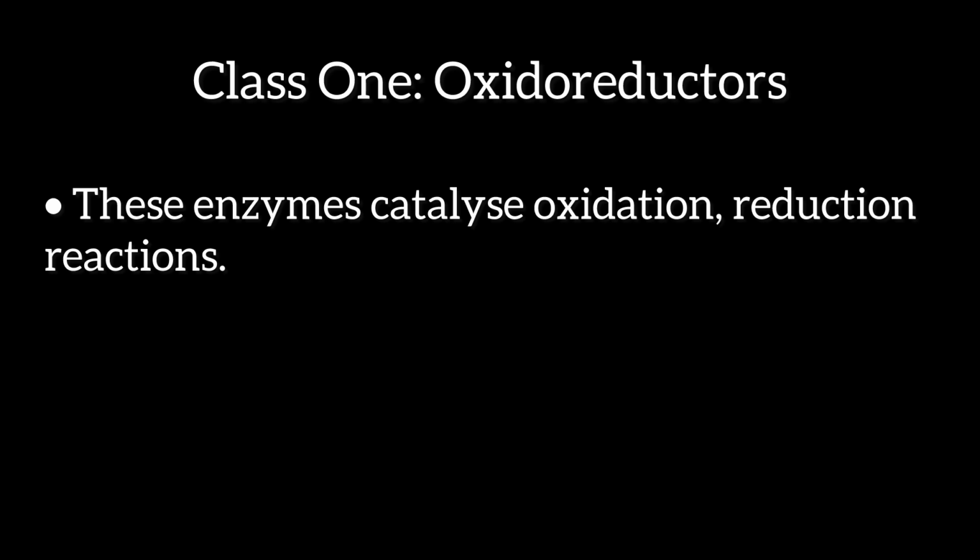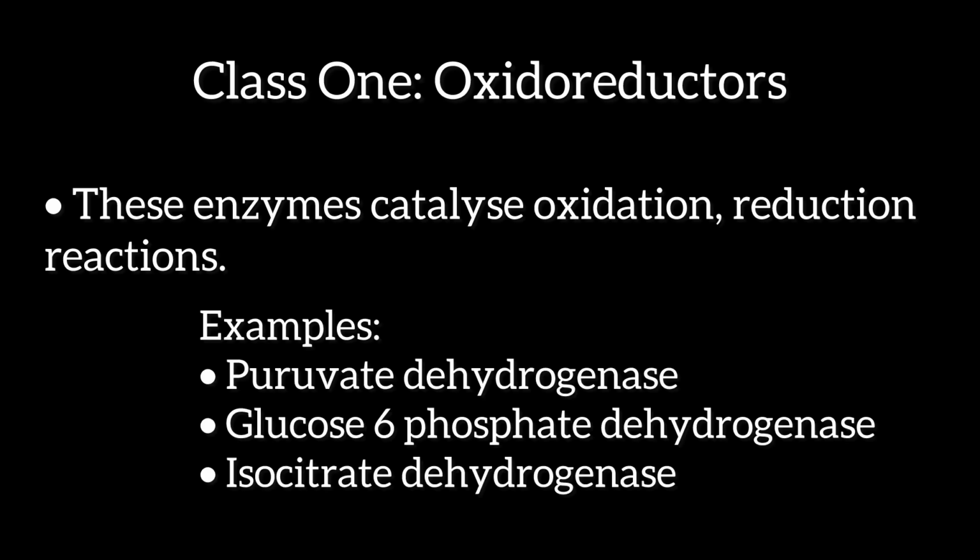For example, pyruvate dehydrogenase, which catalyzes the oxidation of pyruvate to acetyl CoA. The second example is alcohol dehydrogenase. The third example is glucose 6 phosphate dehydrogenase. And the fourth example is isocitrate dehydrogenase.